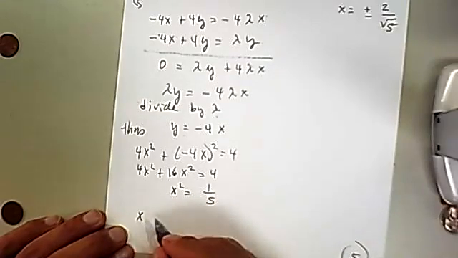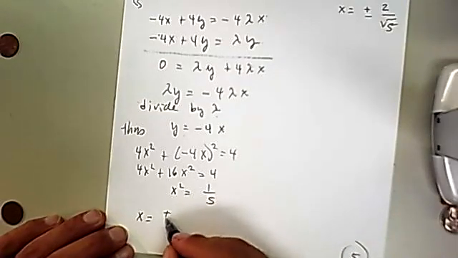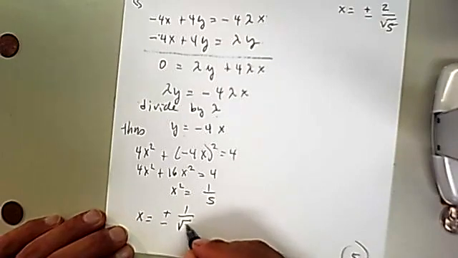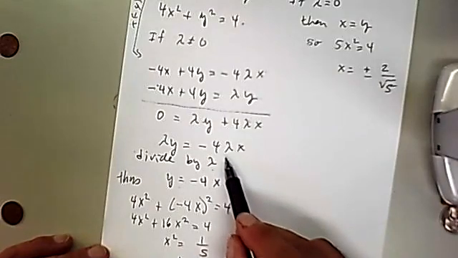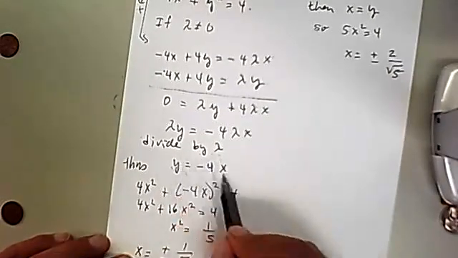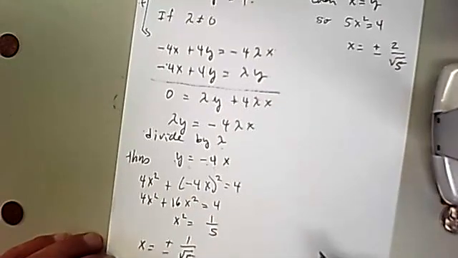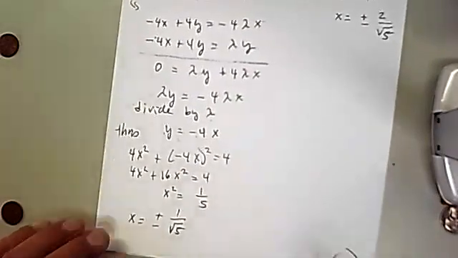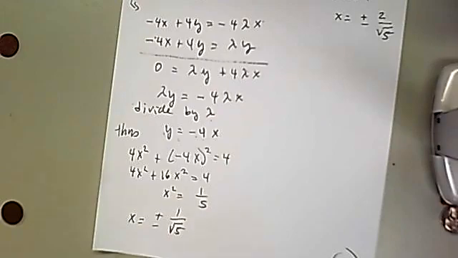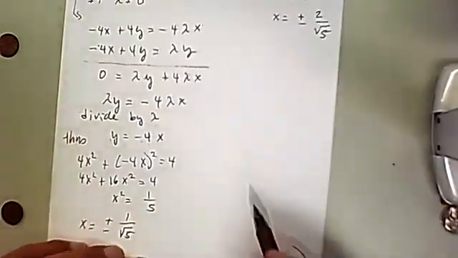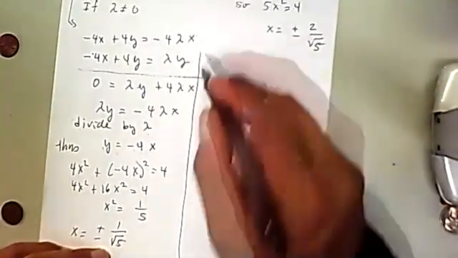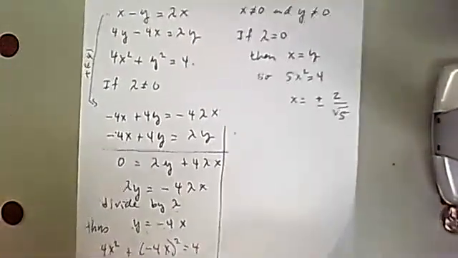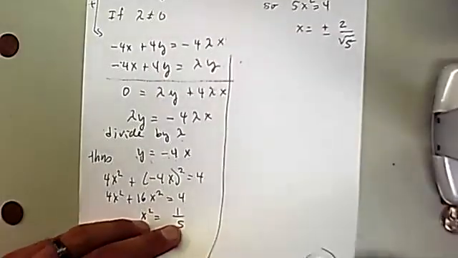So x is plus or minus 1 over the square root of 5. And the y is going to be the opposite of x multiplied by 4. Okay. So now let's start putting together our table. I'm going to try to squeeze it in here. No. Let's do a new page. It's not good to squeeze sometimes because there's a lot of information we have to put together here.